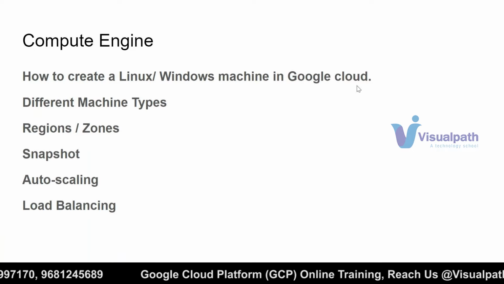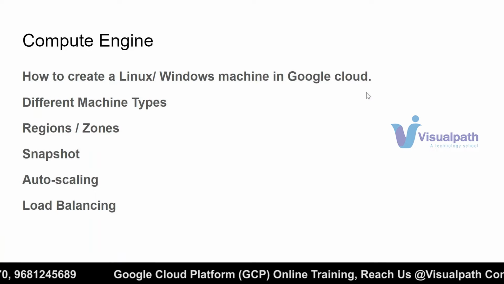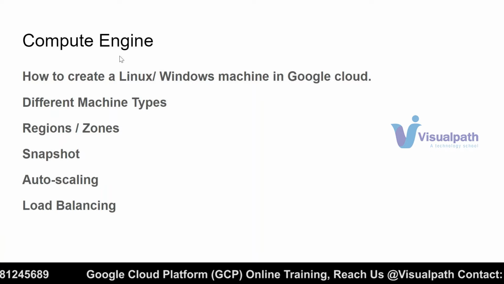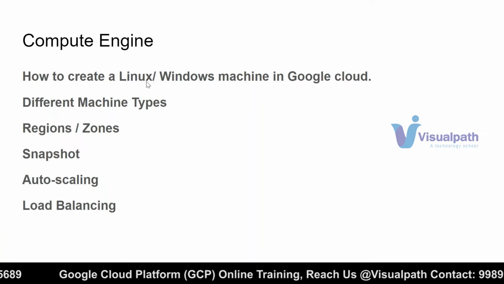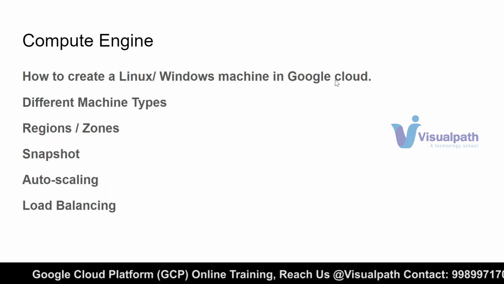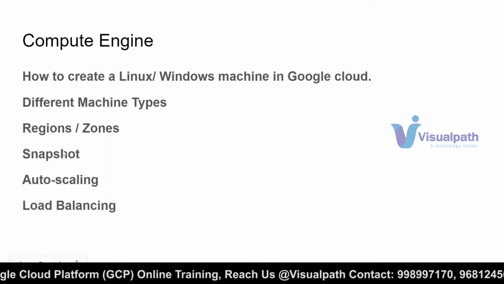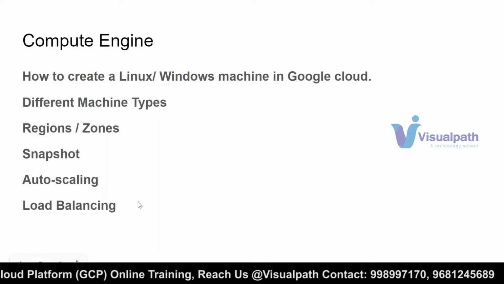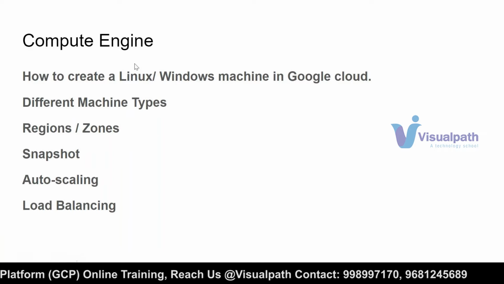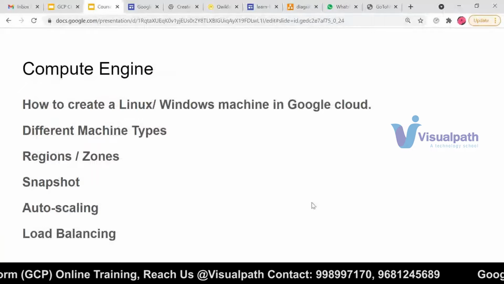And Compute Engine is the main component of Google Cloud. It is nothing but your machines, like your Linux or Windows machines, and what the different types of machines available are, regions and so on, what snapshots, auto scaling, and load balancing are. For this, I'll just show you one interface.